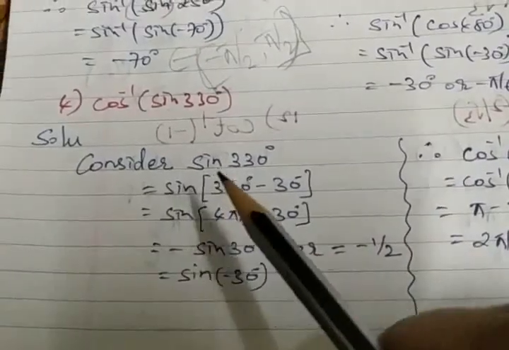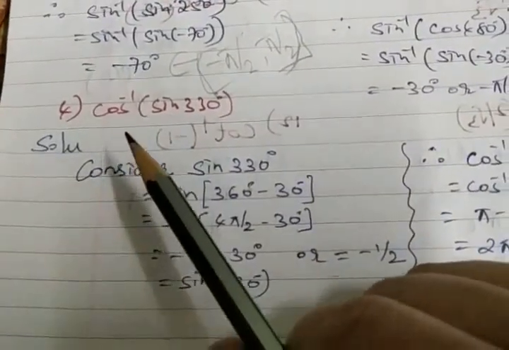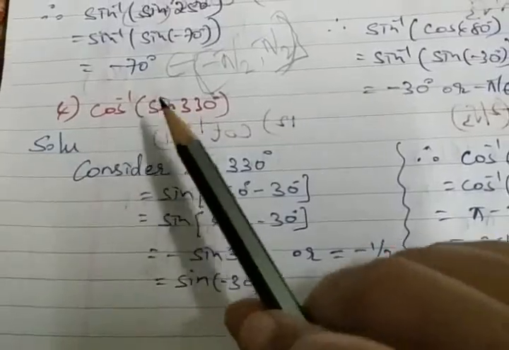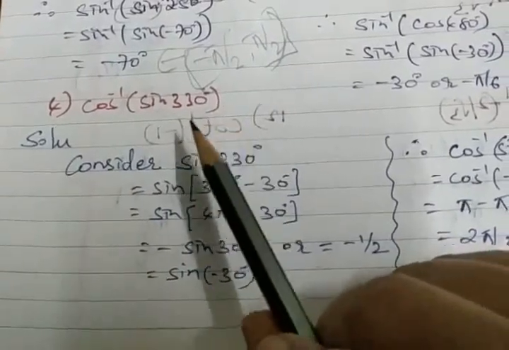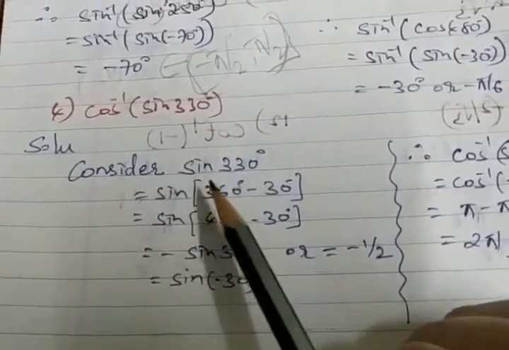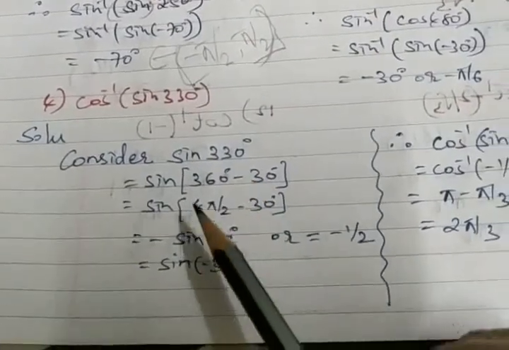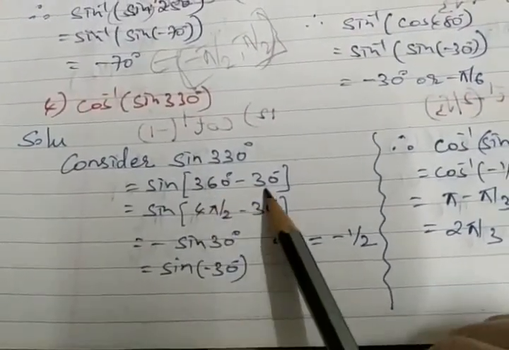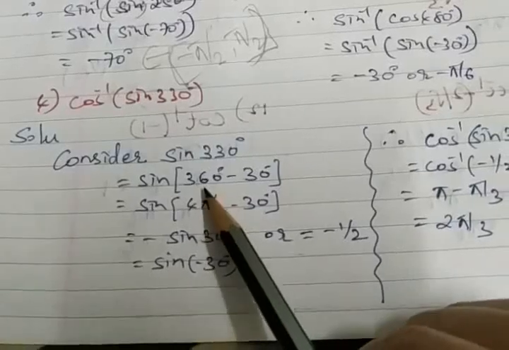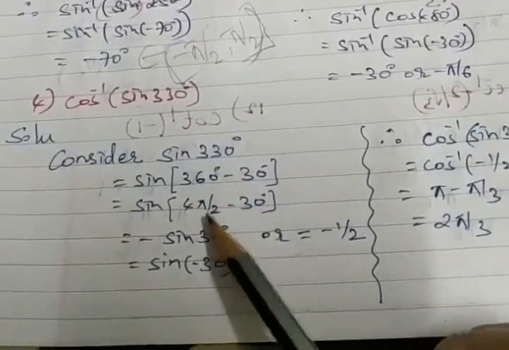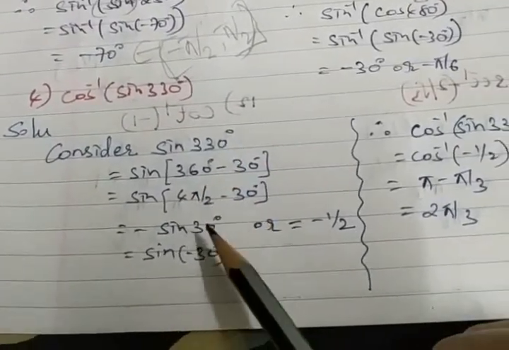Hello students, welcome back. In the previous video I gave you this question as homework. It is cos inverse of sine of 330 degrees. Consider sine of 330 degrees, which I have taken as 360 degrees minus 30 degrees. You can even think about an odd multiple of pi by 2 also. The calculation part is left to you.